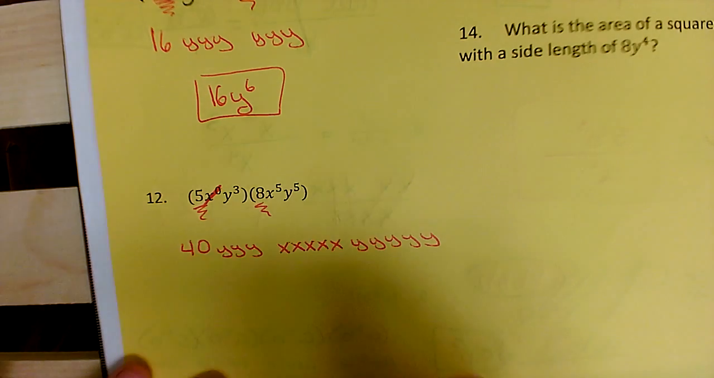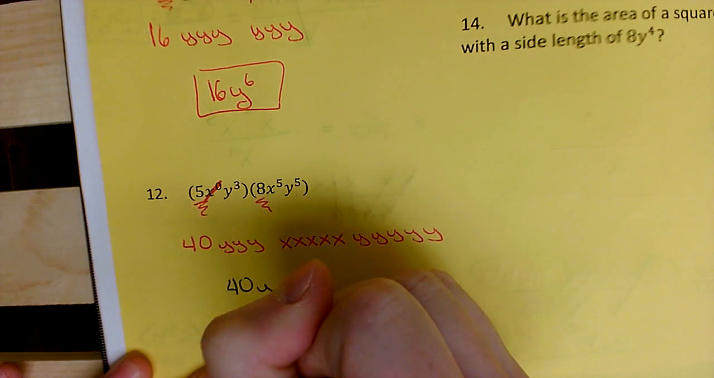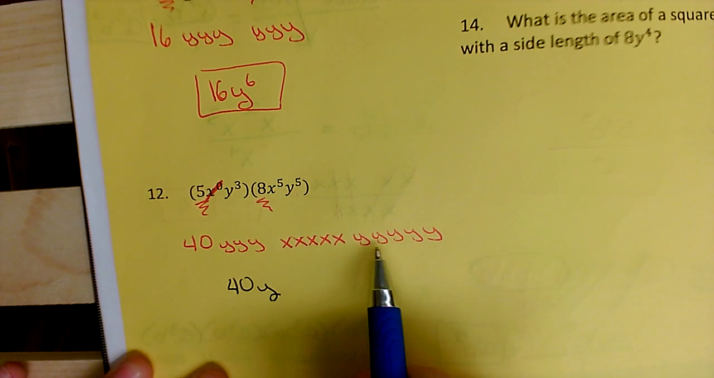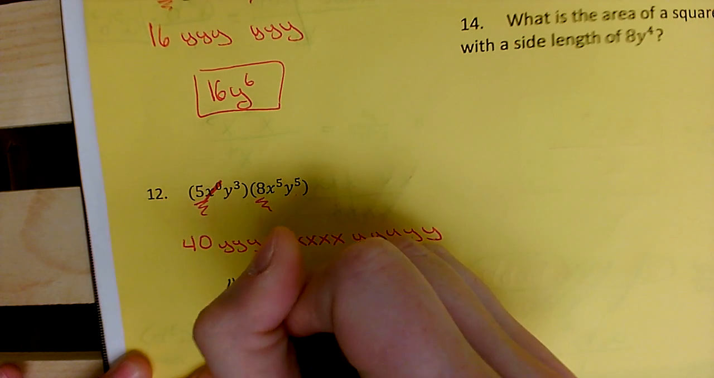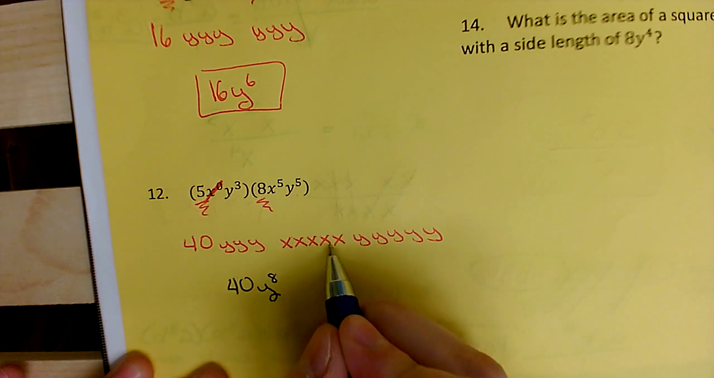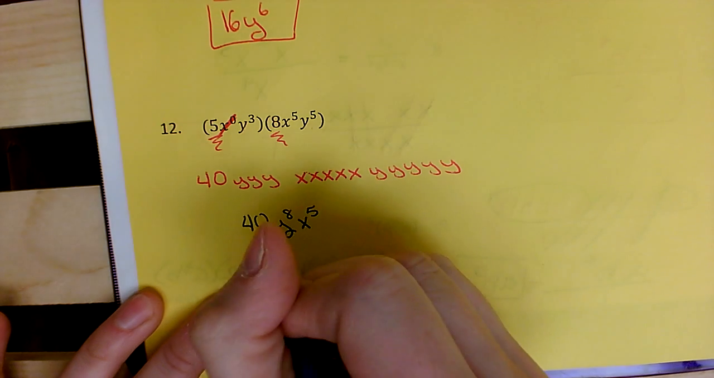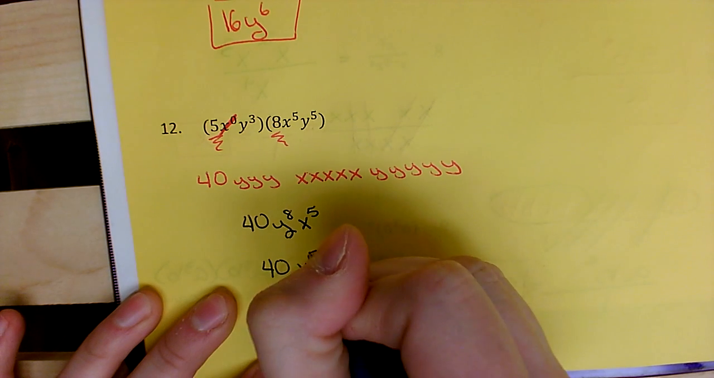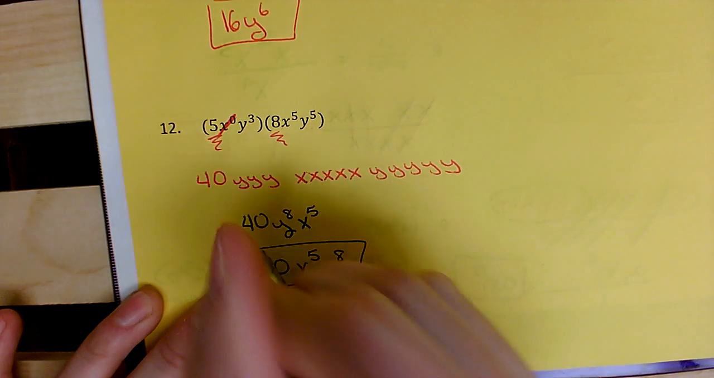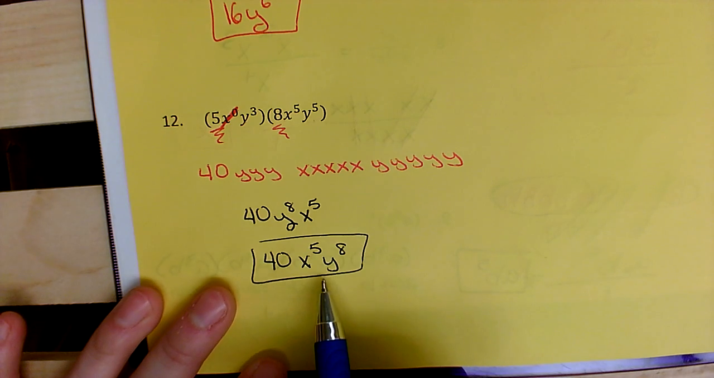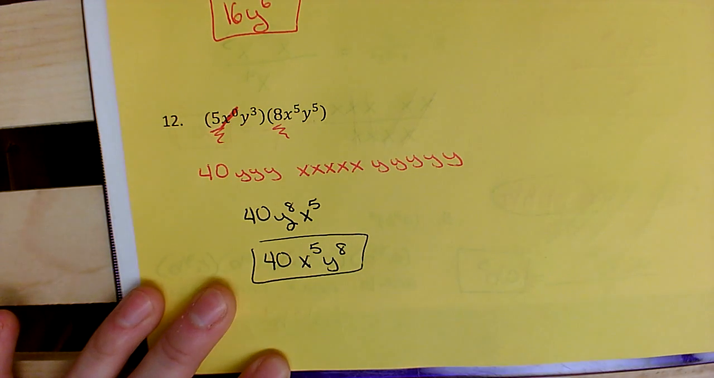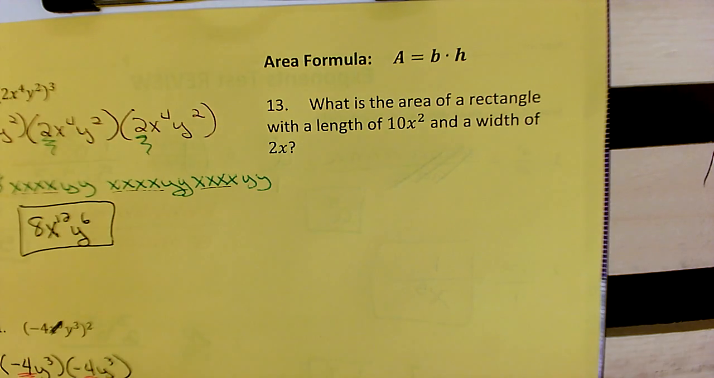Can't cancel anything, but I can combine all of my y's. I've got 1, 2, 3, 4, 5, 6, 7, 8 y's, so y to the 8th power, and I've got 5 x's, so x to the 5th. Now, it might be better to actually write your answer as 40, x to the 5th, y to the 8th, because we normally want to have our letters in alphabetical order, but if you put it like this, I am not going to count anything off. Okay. So now for the word problems.